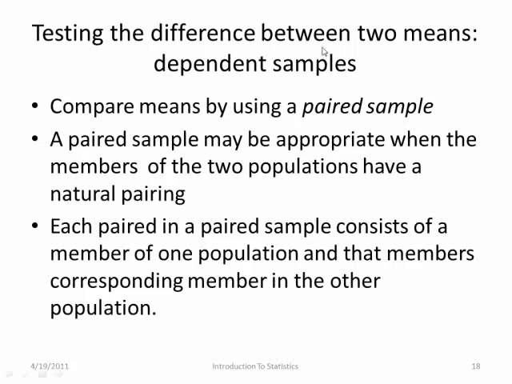Where we want to test the difference between two means where we have dependent samples. So here we want to compare means by using a method that we call a paired sample technique. A paired sample may be appropriate when the members of the two populations have a natural pairing. Each pair in the paired sample consists of a member of one population and that member's corresponding member in the other population.